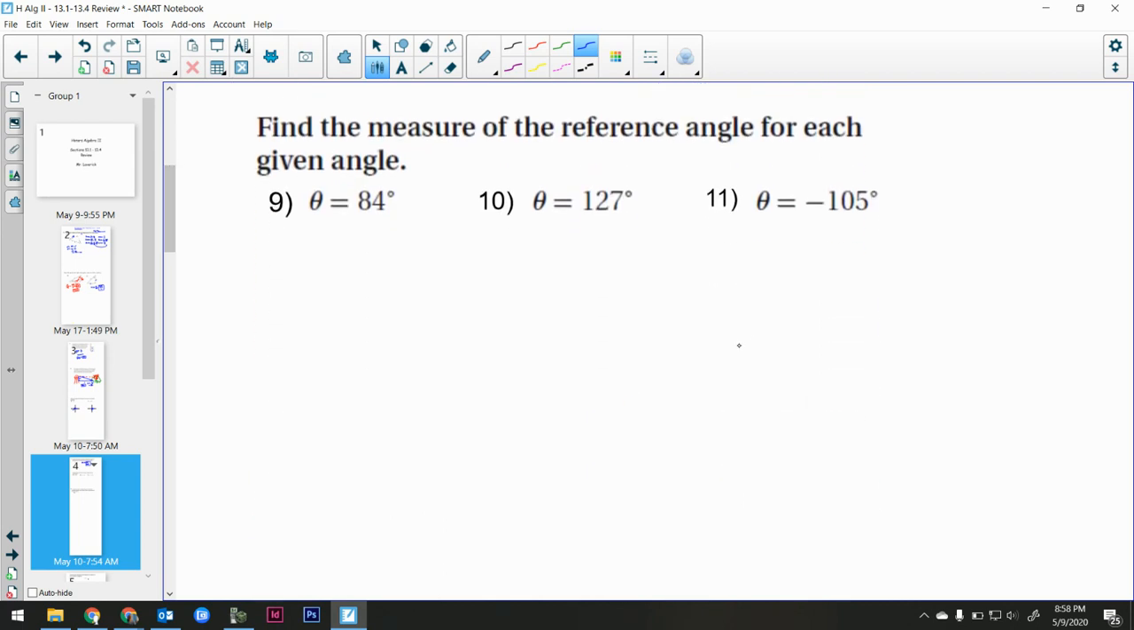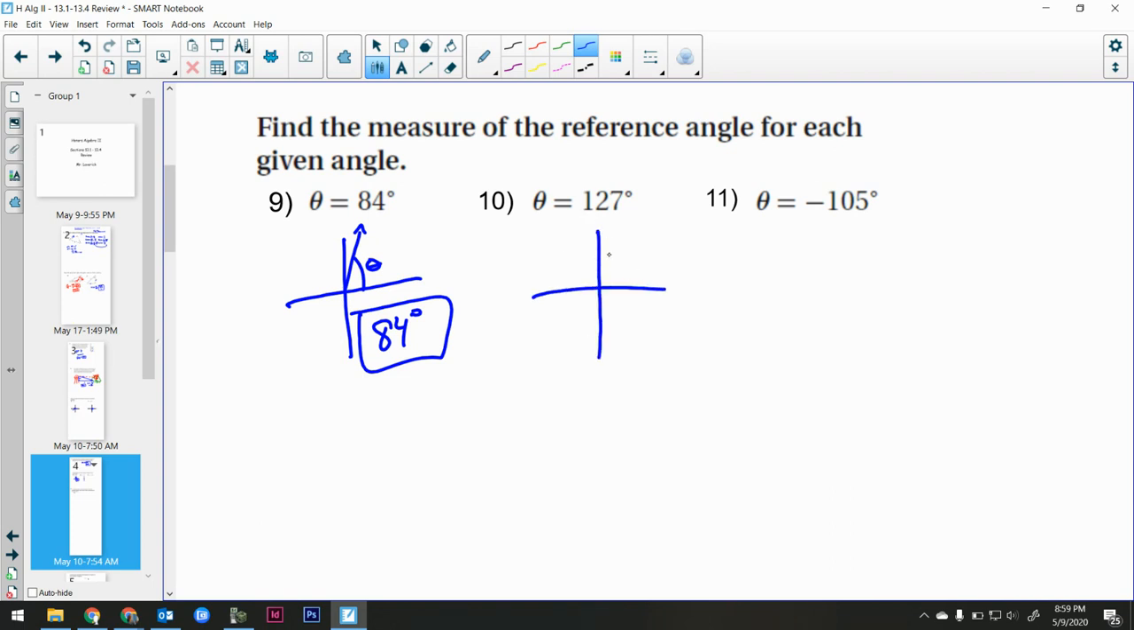Okay, here's 9, 10, and 11. Go ahead and pause, then play when ready. Okay, so for an angle such as this one in the first quadrant, the actual angle is my reference angle. So 84 degrees here, that's my reference angle. Because remember, a reference angle is the angle made with the x-axis and the terminal side.